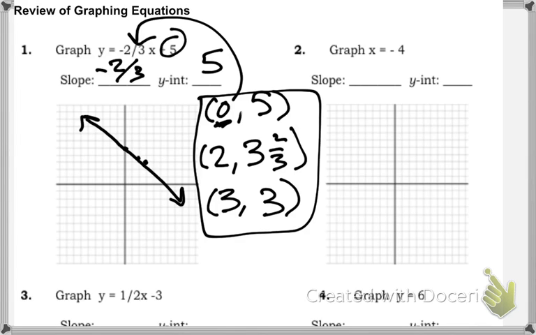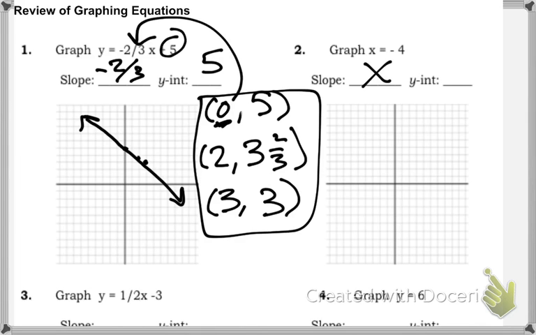So here we can draw a graph just by creating some points and making sure we plot them, and then creating a line. So then when we look at number 2, we have graph x equals 4. Well, if we have x equals negative 4, we don't even have a slope to begin with.